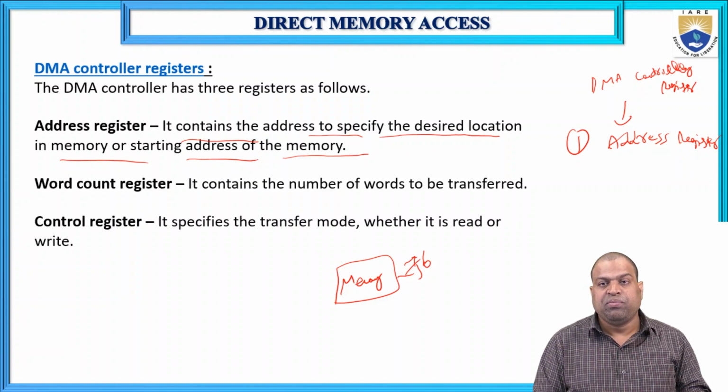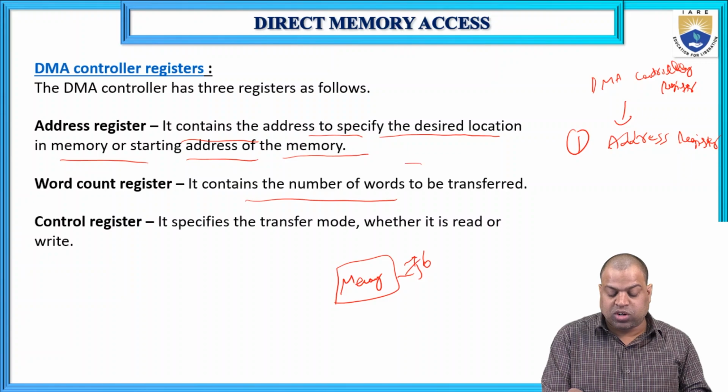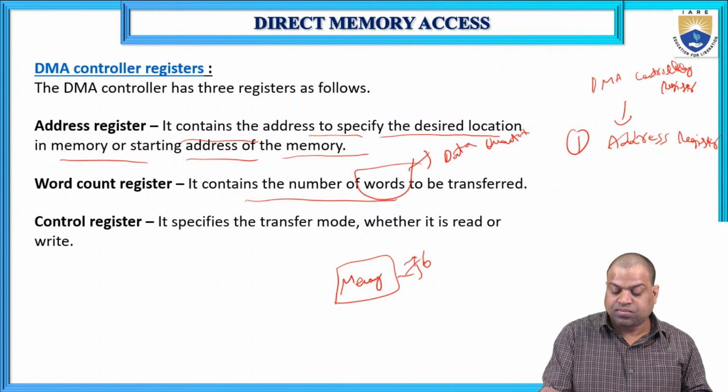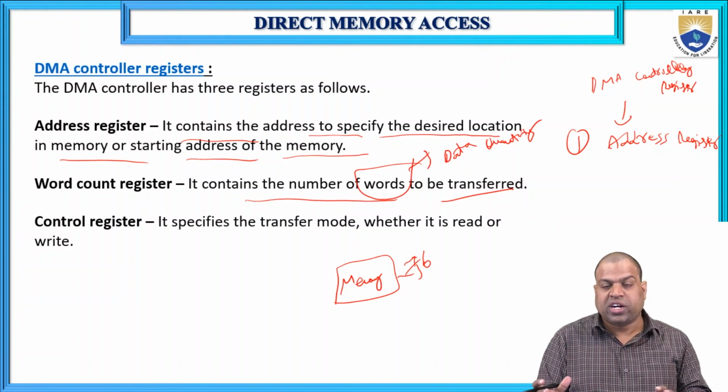Next, the word count register. It contains the number of words to be transferred. I have to transfer the data from the transmitter to the receiver. How long is that word? It contains the number of words, or the length of the data. Words means data quantity to be transferred: how much data I have to transfer from transmitter to receiver.